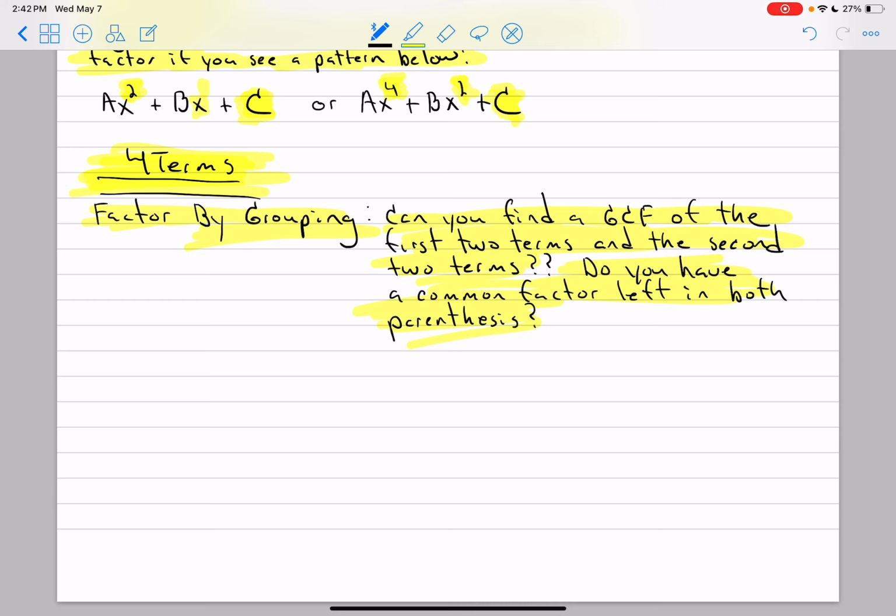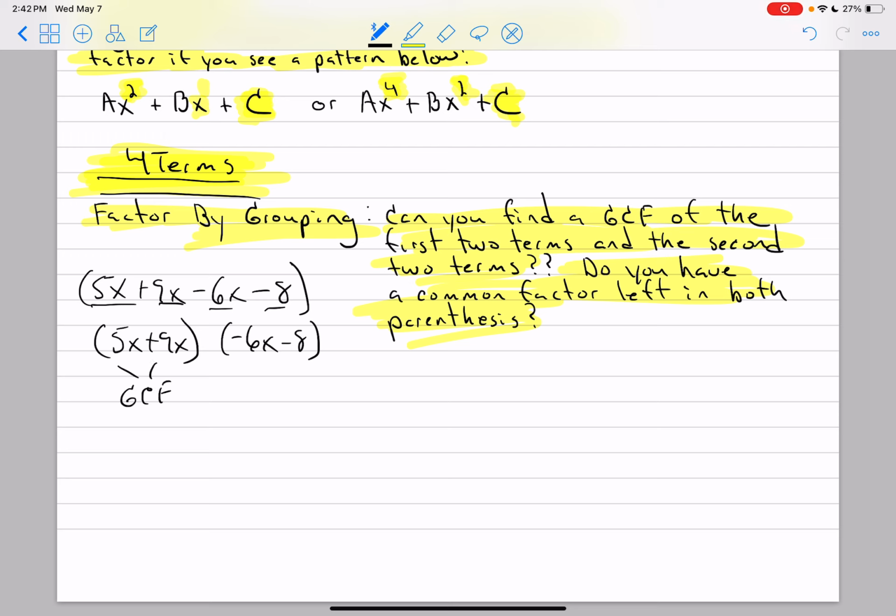So four terms is when you have something like 5x plus 9x minus 6x minus 8, right? It has 1, 2, 3, 4 terms, okay? So remember, that's when you put together the first term and the second term. This is not factorable by grouping, but I'm just telling you. That's when you put together the first term and the second term, and then you group together the third term and the fourth term, and you look for a GCF here and see if you have a GCF here, okay?